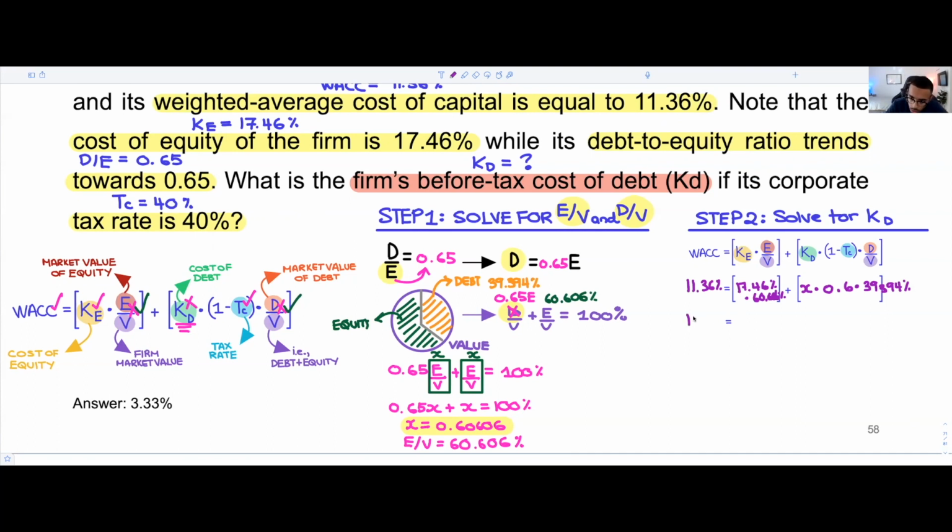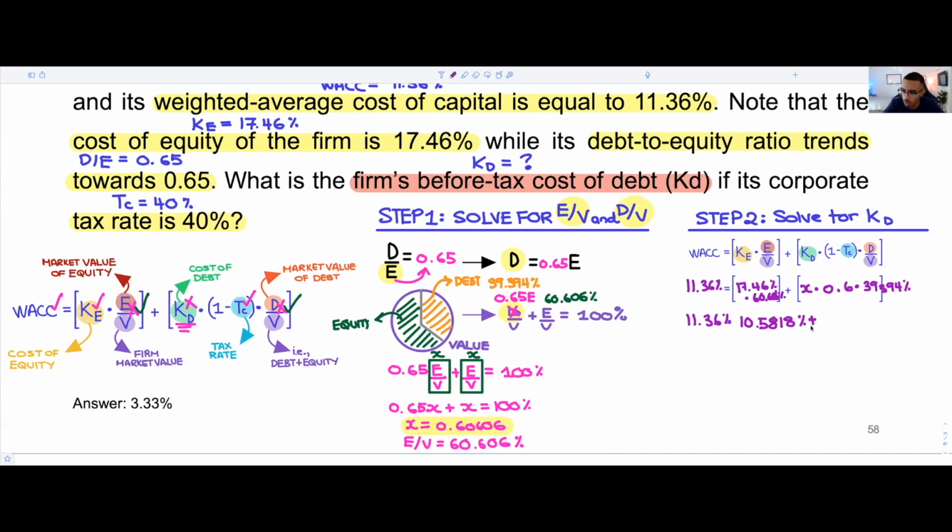Okay. So what we're going to do is say, well, we know 11.36% is equal to 17.46 times our 60 point. That's going to give us 10.5818. So that's going to be the proportion allocated to our cost of equity.